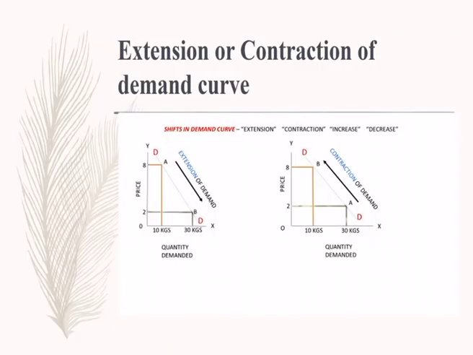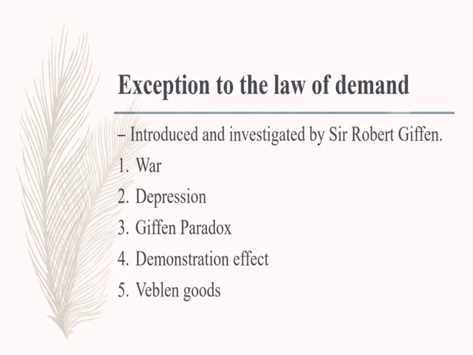This can also be clearly seen in the graph, how the extension and the contraction of the demand curve have been drawn. Both are again downward sloping, but you can see how the contraction and extension have been done. Now, as per the law, as price increases, demand falls.